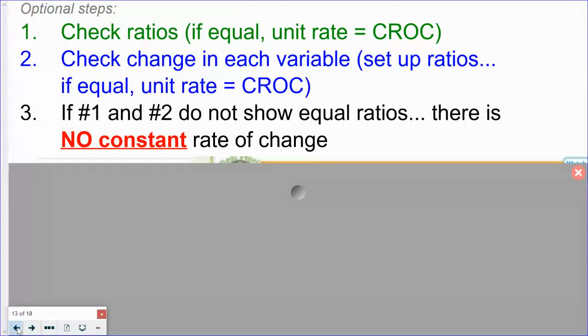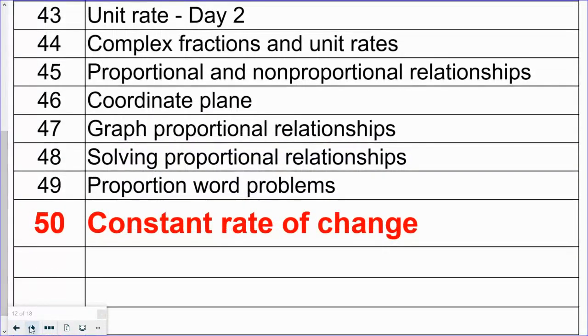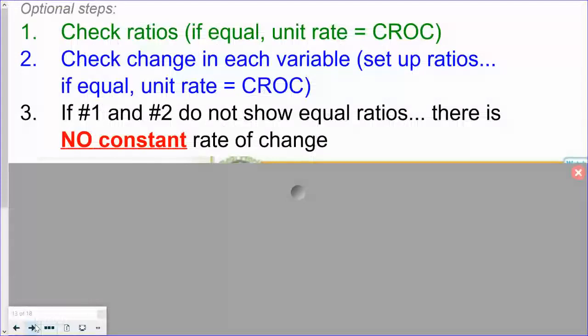Okay, so you're going to put this in after yesterday's notes. We're still on page 50. This is in your textbook, so you're not going to actually glue it in. So these are steps if you want to know, hey, what are each step I have to do?